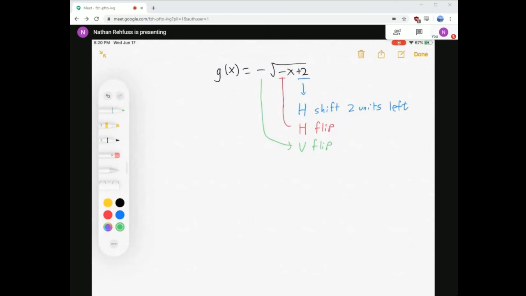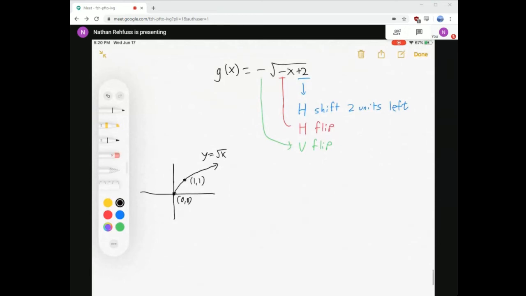So I will draw a graph of my toolkit function. The only thing here that isn't a transformation is that square root sign. So I'm going to start by drawing y equals root x, and I'll pick a couple of points to keep track of. Let's just do something simple. How about (0, 0) and (1, 1)? Easy points to keep track of.